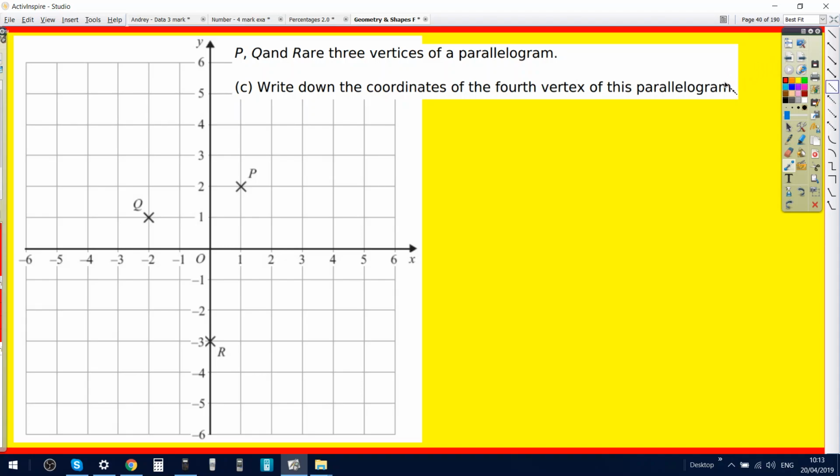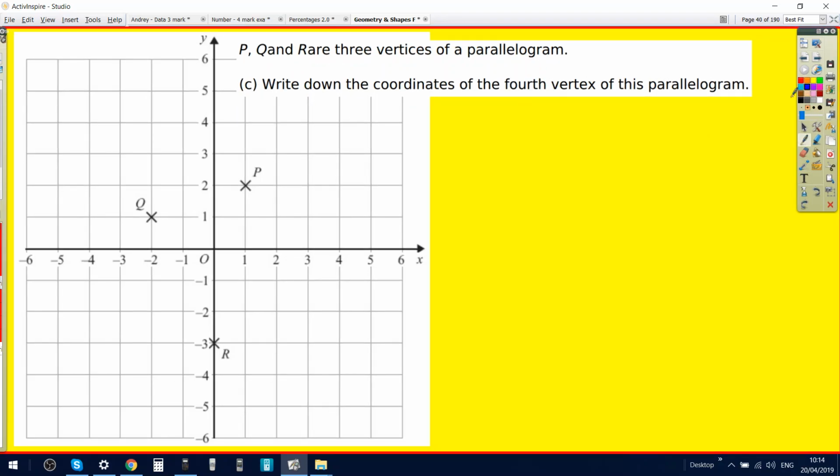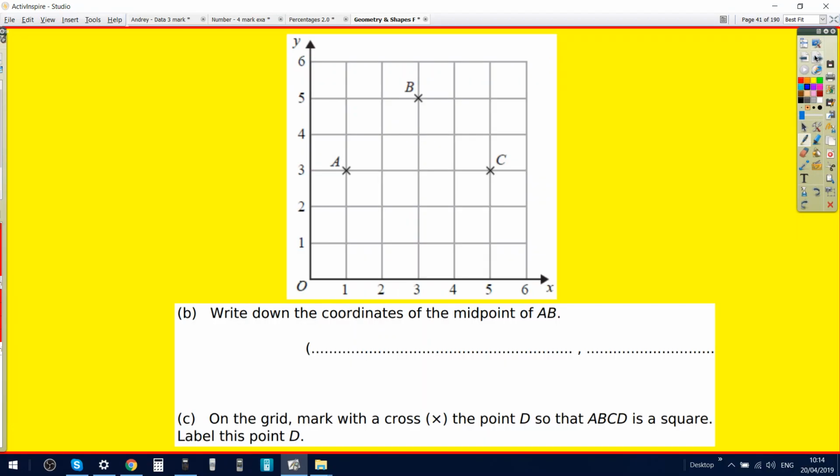Okay. How about this one? P, Q, R are 3 vertices of a parallelogram. Write down the coordinates of the corners. So it's from P to Q, 3 across and 1 down. So if we were going from R, it'd be 3 across and 1 up. I think so. 3 minus 2. I think that's it.